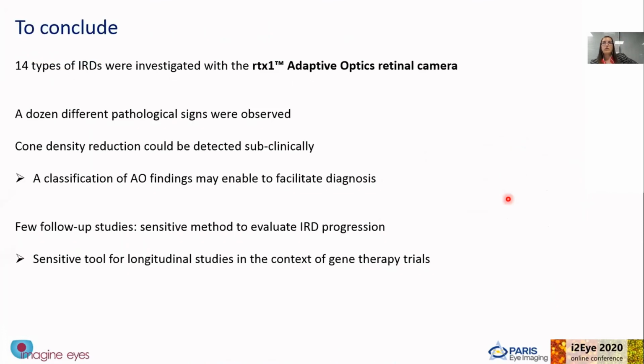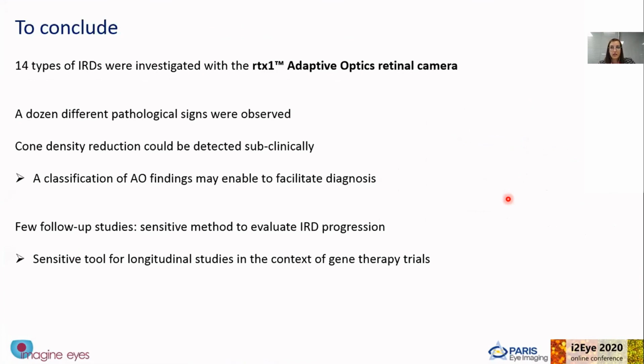So to conclude, since the RTX-1 was CE marked in 2012, it has been used to investigate 14 types of IRDs. A dozen distinct pathological signs were observed in RTX-1 images. Hence, a classification of adaptive optics findings may facilitate the detection of IRDs.